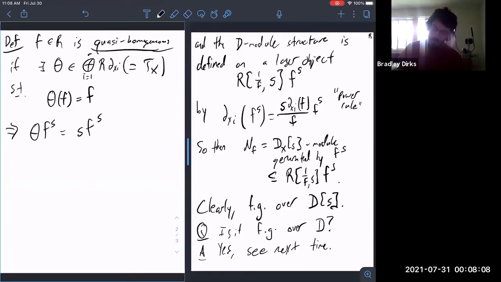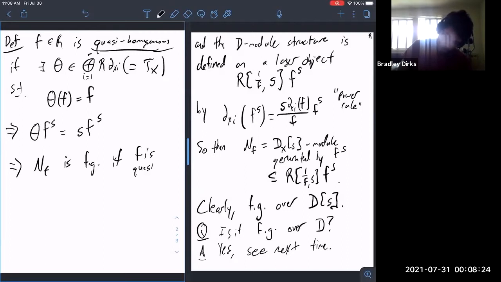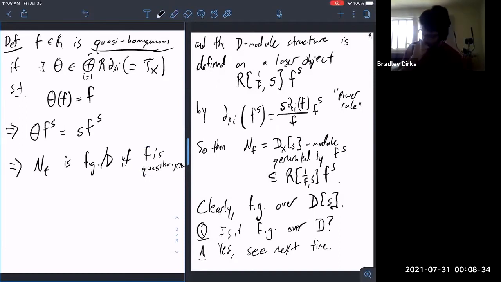And so then, since it's finitely generated over D adjoin S, and we can get the S action by applying this operator theta, that implies here that NF is finitely generated if F is quasi-homogeneous. And just to be careful, I'll say which ring: finitely generated over this D. Okay.